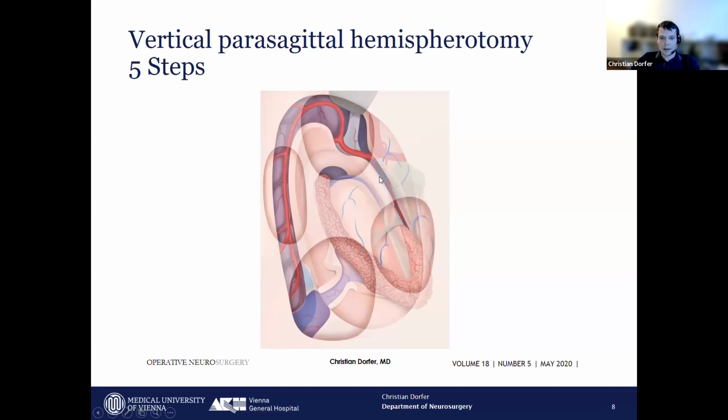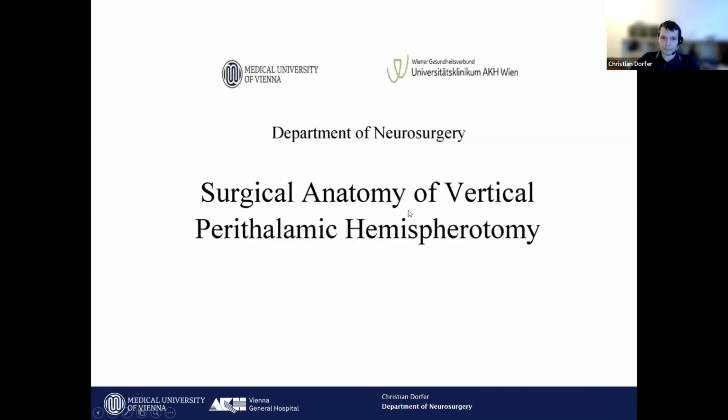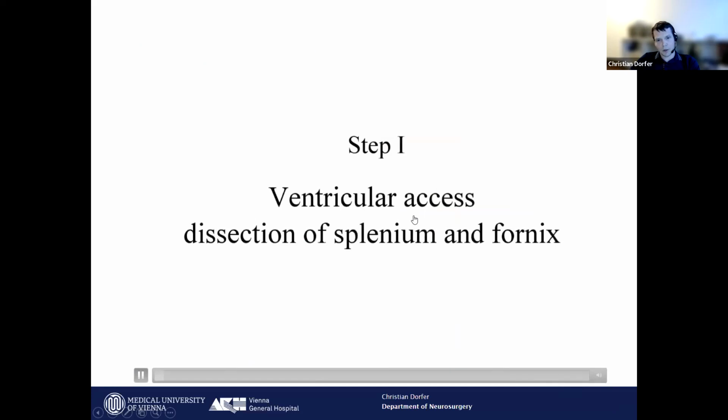Then there is the perithalamic cut here through the thalamocaudate groove, following the plexus in the temporal horn and opening up the choroidal fissure here. And the last step is then to connect the frontobasal disconnection and the perithalamic cut along the long axis of the optic tract. Here is a short video, so you get a better imagination of how this works out.